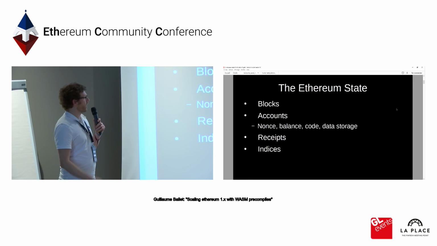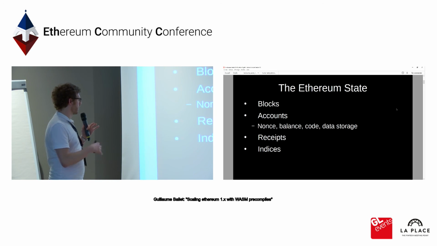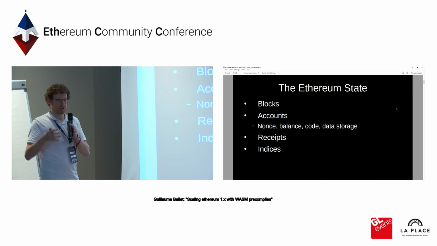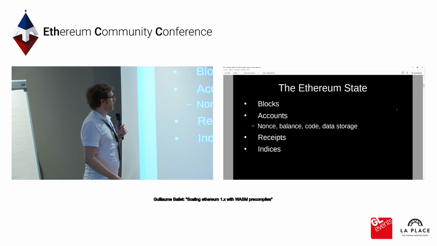So as a quick reminder, the state is mostly made of blocks of accounts, and the accounts have the classical thing: nonce, balance, code, and the data storage. That data storage is stored as a hash of a tree. And of course, you have the receipts and the indices, which also make for a lot of the actual space.